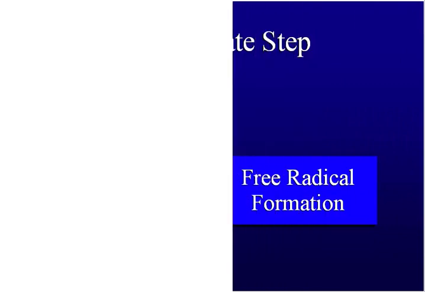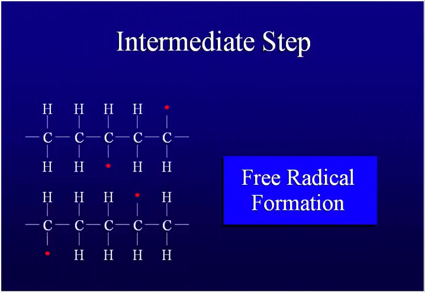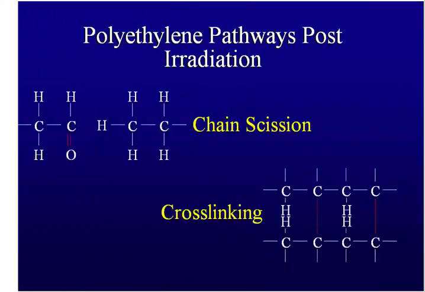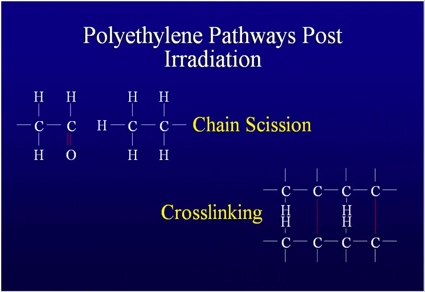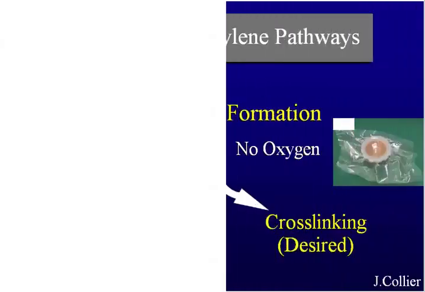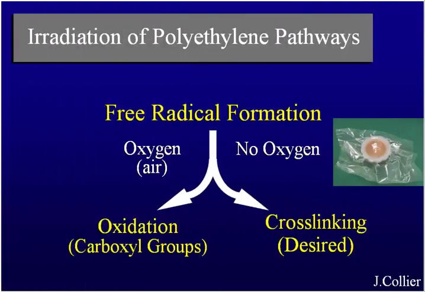You generate free radicals as an intermediate step. And the pathway after that is you can either get chain scission or cross-linking. And cross-linking is desirable because that increases the properties of the polyethylene, whereas chain scission causes oxidation. So if you have polyethylene generating free radicals and you store it in oxygen, then you go towards the oxidation and you get carboxyl groups, chain scission, and weakened mechanical properties.